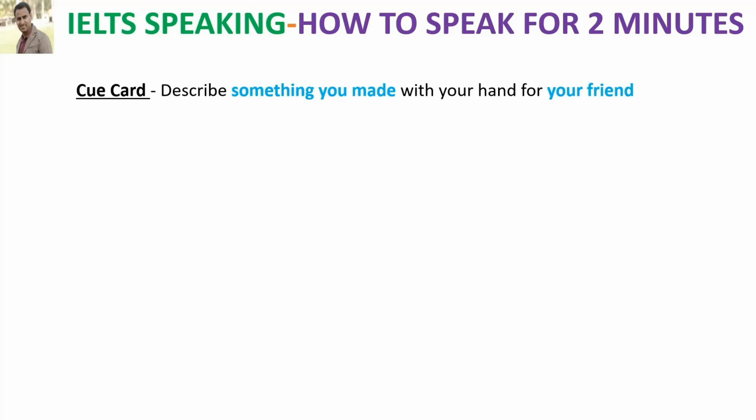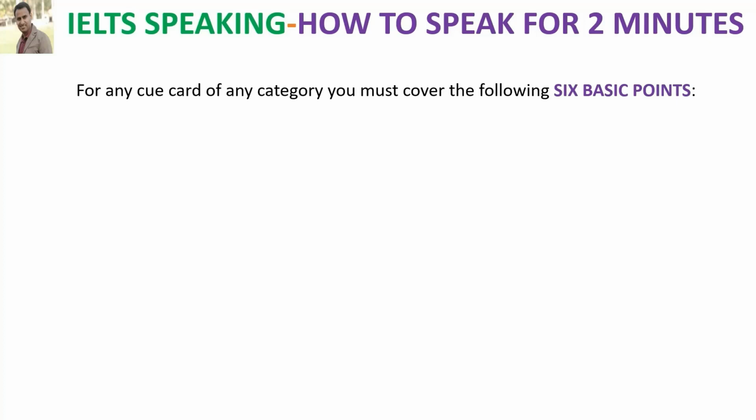Now let's have a look at the cue card which we are going to attempt today. As you can clearly see, the tense of the cue card is past tense and it is a mixed category cue card which consists of a thing as well as a person. Now, in the 1 minute which you will get to make your points, quickly cover the 6 basic points as we have done here.